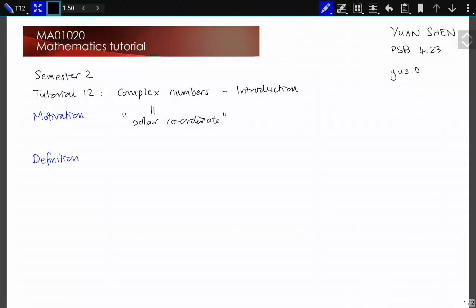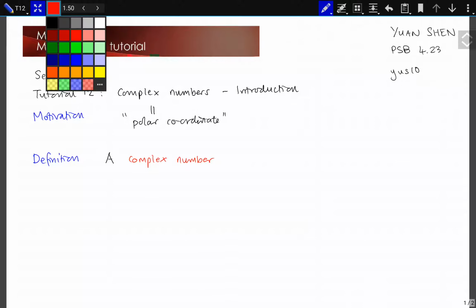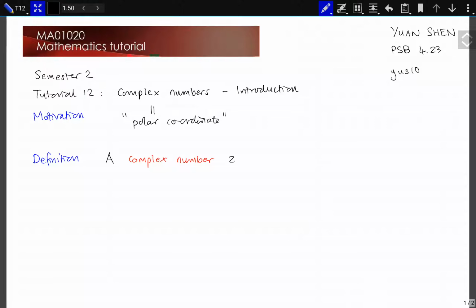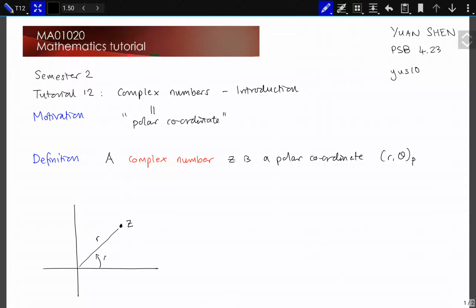So, definition: a complex number z is a polar coordinate (r, theta). Let me actually draw the picture without delay. So here are our polar coordinates, x and y axes, and a point z. It has a size r and a certain angle theta.